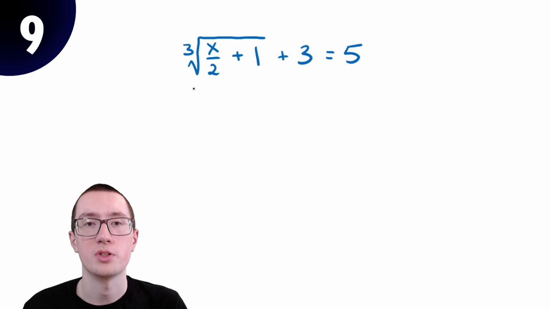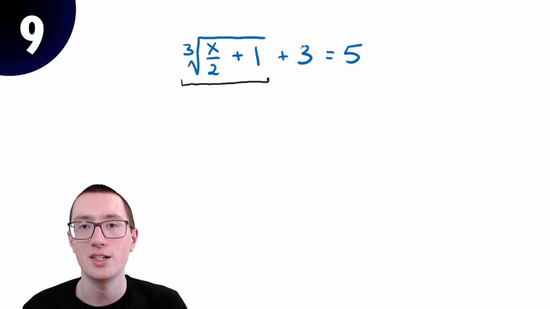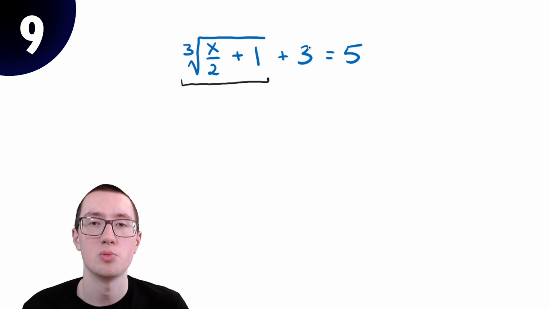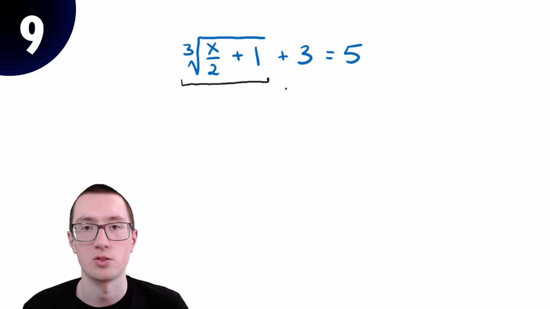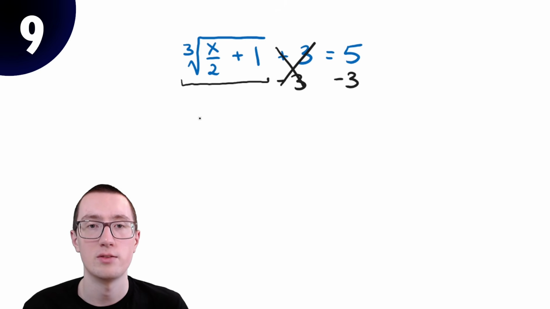So this cube root is kind of just this big clump of math that we can't do anything with yet, but we can get rid of this plus 3 first. So we can get rid of this plus 3 by doing the opposite of plus, which is minus. So we'll subtract 3 from both sides. And remember, you have to do it to both sides of the equation. So these cancel, and on this left side, we have our big clump of math. And on the other side, we're going to have 5 minus 3, which is 2.